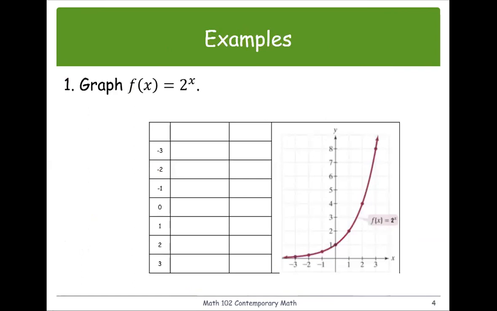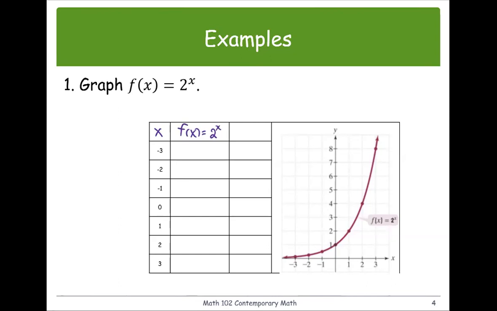Example: we are going to graph the function f of x equals 2 to the power x. The table is given in the form that you see, and the x as the input is provided to be the values -3, -2, -1, 0, 1, 2, and 3. We are going to complete the table. The next column is a column of the function f of x, which goes with 2 to the power x.